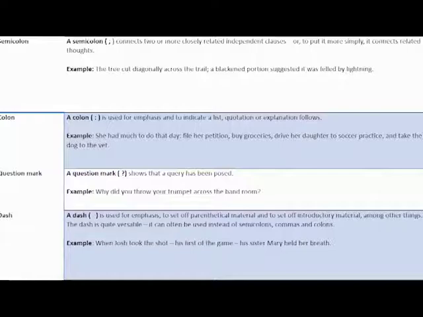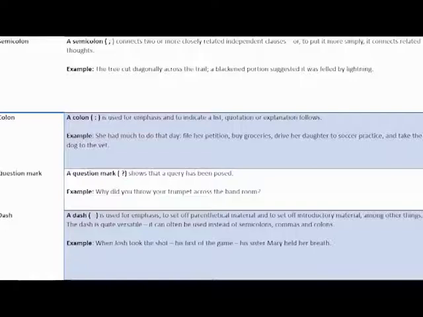Now, whenever you have a question sentence that doesn't end with a question mark, you always end up getting a wrong mark. So it is very important that whenever you are writing a sentence that is questioning something, it ends with a question mark. So we say a question mark shows that the query has been posed. For instance, we have a sentence that says, "Why did you throw your trumpet across the bedroom?"